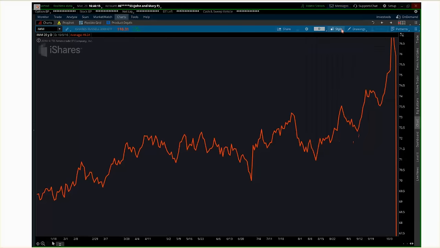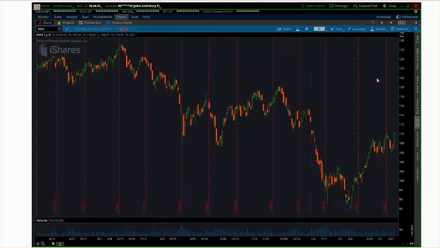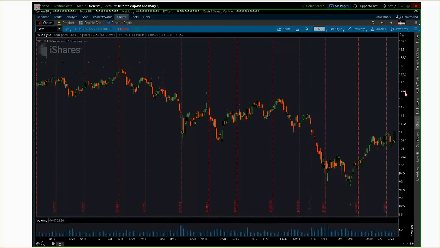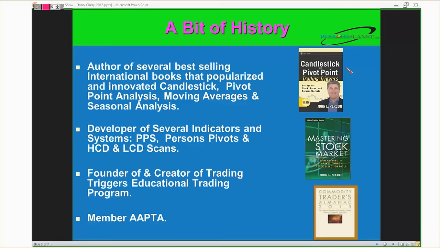So if you go back and hit style one more time and go to chart mode, once again, chart mode, and go back to standard, bingo, you're back on track with just your charts. All right? So first and foremost, one of the things that I've always utilized, and that's one of the beauties about this particular book, talked a little bit about seasonality. It also is so outdated.